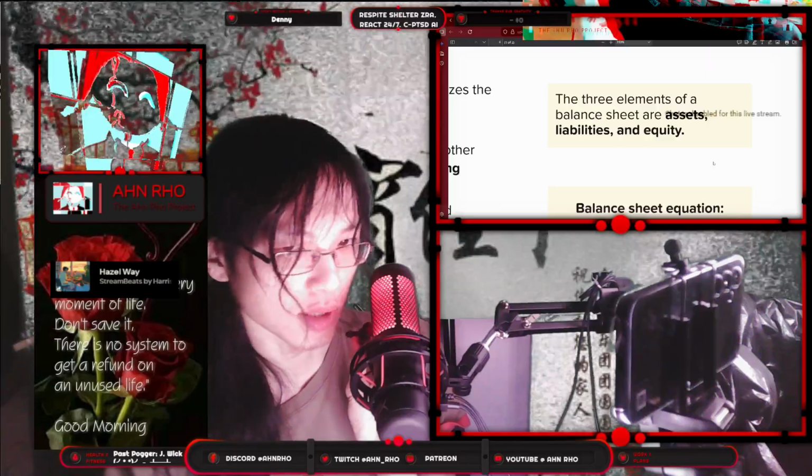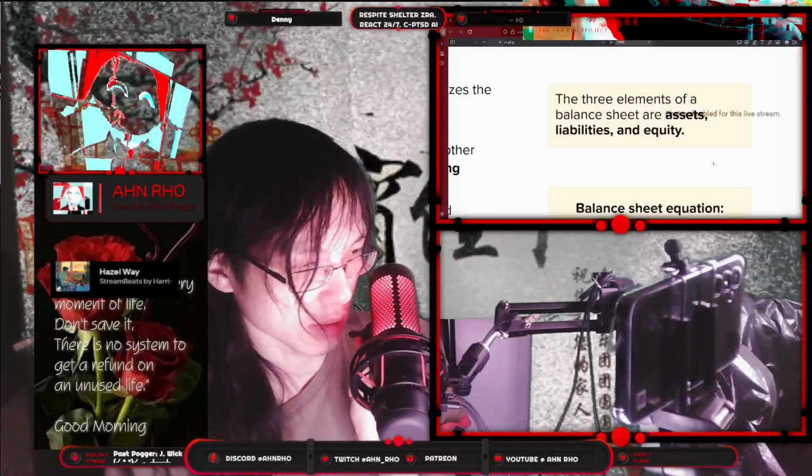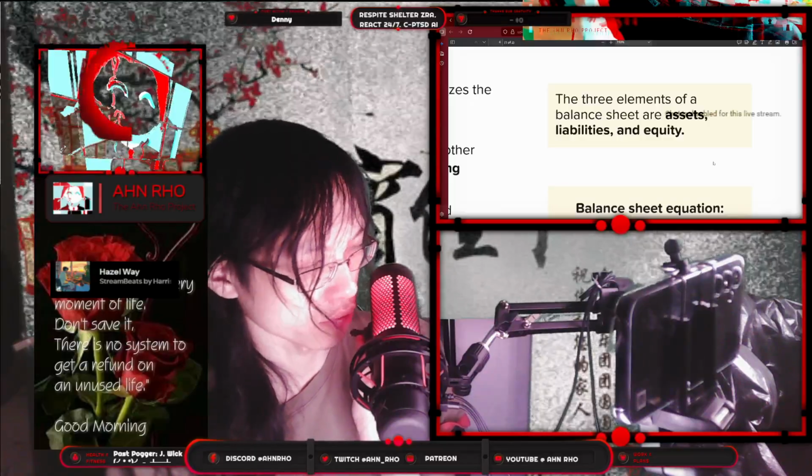What else is there? Retained equity. You have common stock, and treasury, and so on and so forth.